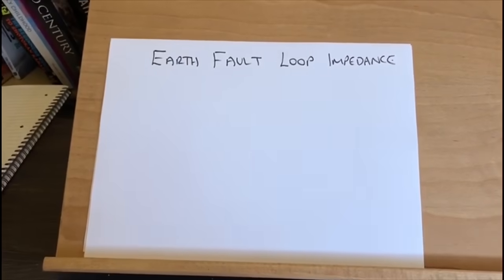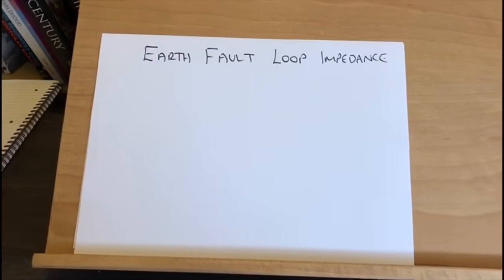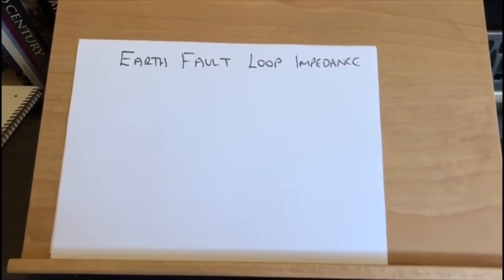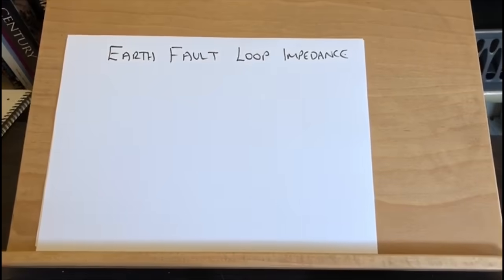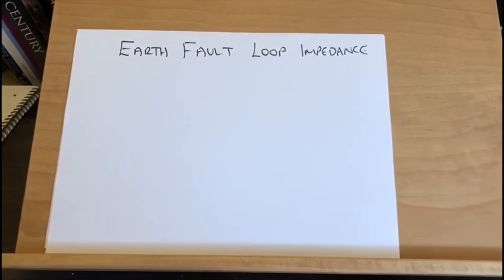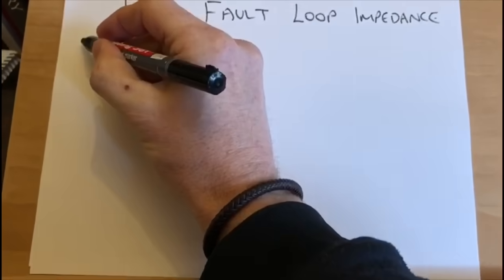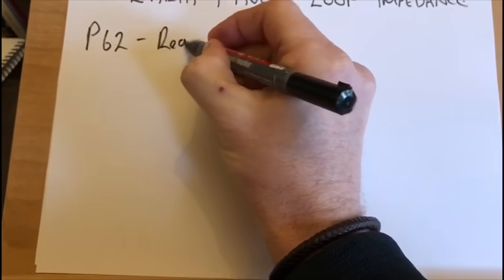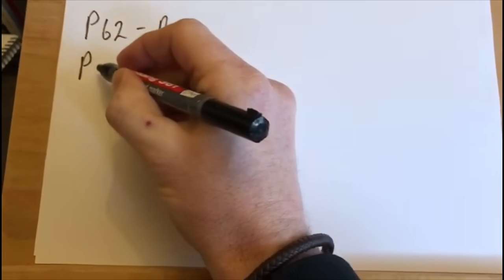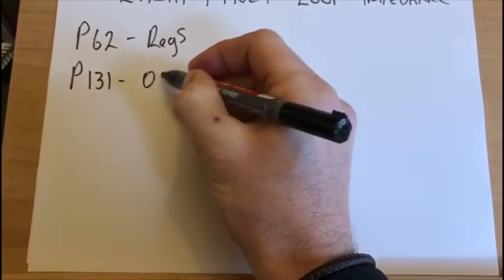In this video, we're going to look at earth fault loop impedance. We're going to be looking at the values that are in the regulation book, so BS 7671, and the on-site guide, again the current on-site guide edition. So if you've got both of the books in front of you, the first page that we'd want to be looking at is page 62, and that's in the regs, or page 131 on the on-site guide.